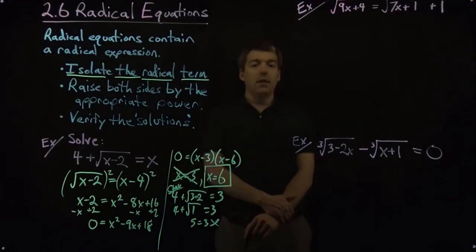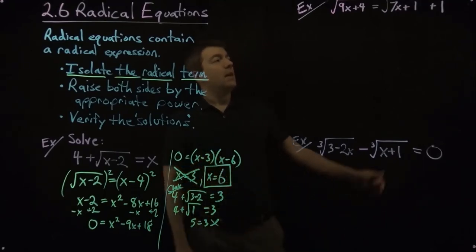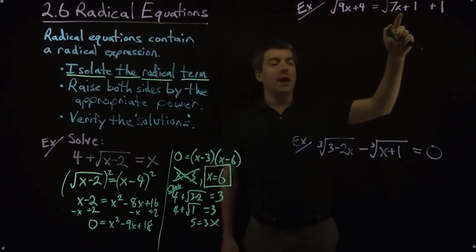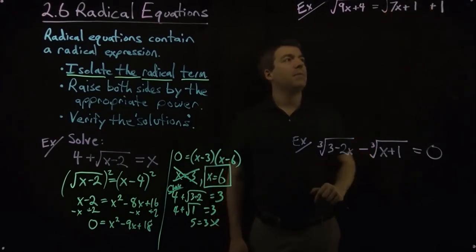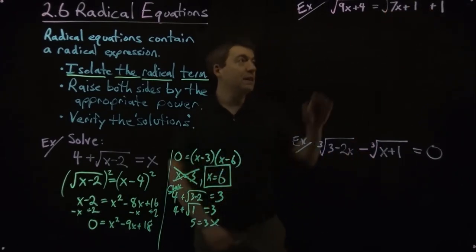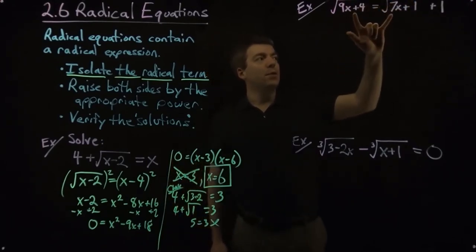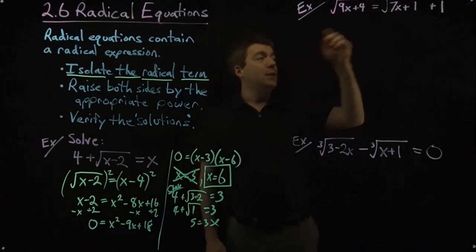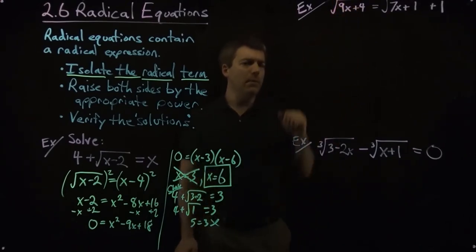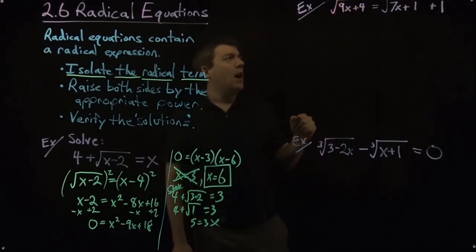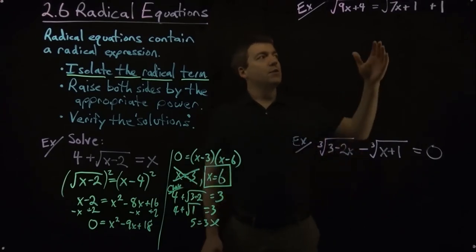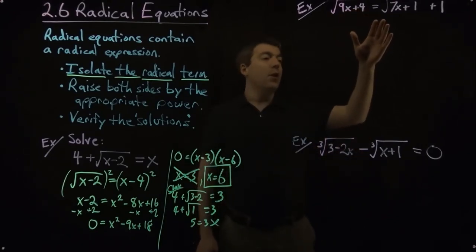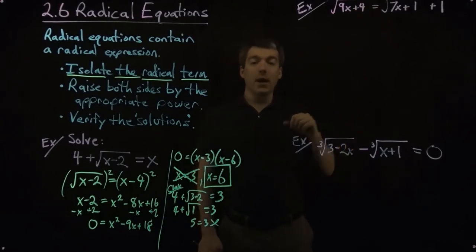All right, let's look at the next one. Here we have the square root of 9x plus 4 equals the square root of 7x plus 1, plus 1. Now you see in this radical equation we have two radical expressions. Unfortunately, they cannot be combined, so we cannot subtract one over and then somehow combine those. What we'll need to do, though, is try to get rid of one of them and then perhaps work a little bit more and get rid of the other.